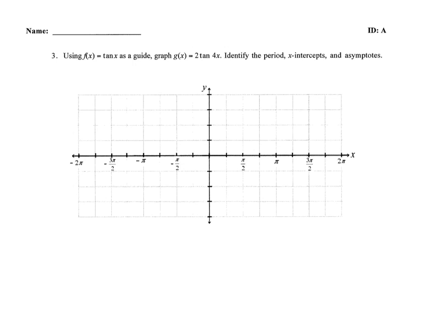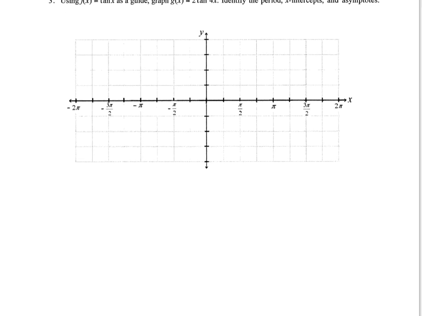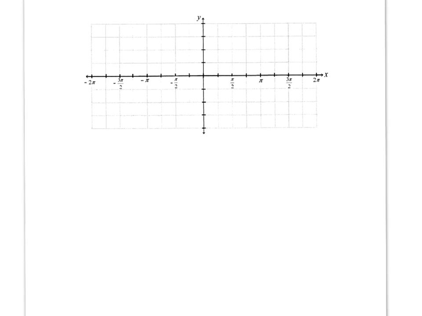Number 3. Using f of x equals the tangent of x as a guide, graph g of x equals 2 times the tangent of 4x. Identify the period, x-intercepts, and then the asymptotes. Okay, we're going to identify the period, x-intercepts, and asymptotes first.